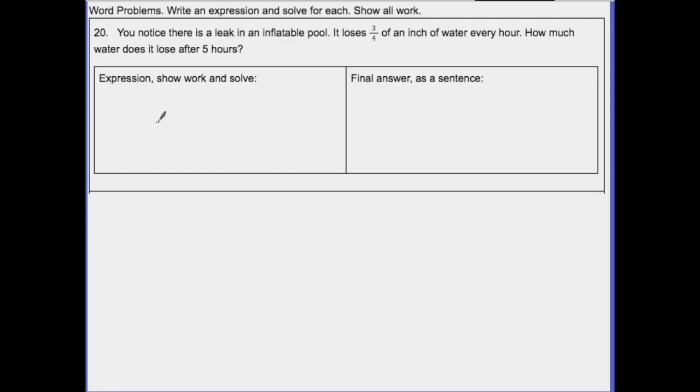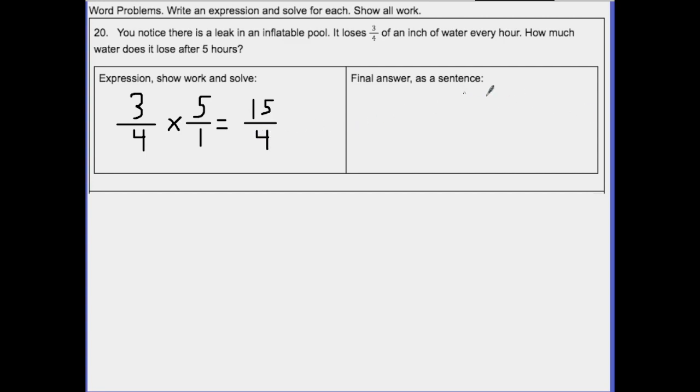So now I need to do the same thing with the fraction. Instead of 2, I'm going to use the fraction that I have, 3/4. And I multiply by 5. Remember when we multiply by a whole number? This is 5 over 1. So I can see how much we lost here. So 3 times 5 is 15. 4 times 1 is 4.